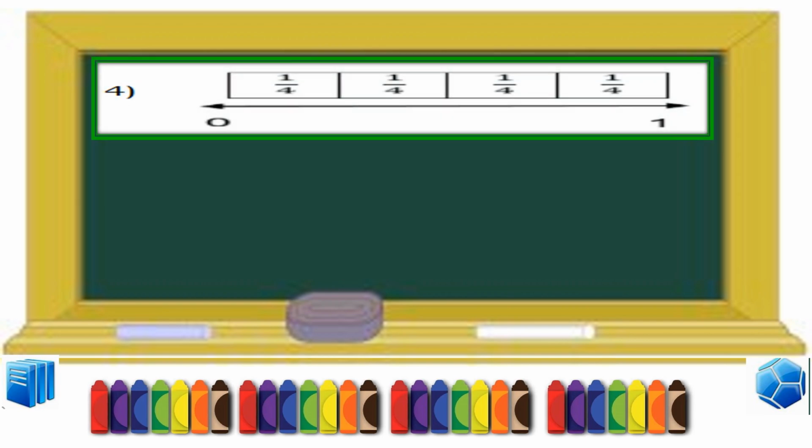Number 4, how many fourths are there in 1 whole? So 1 divided by 1/4. To get the answer, let's count 1, 2, 3, 4. So the answer is 4. There are 4 fourths in 1 whole.